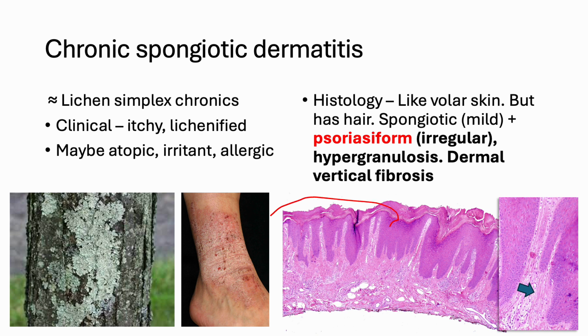You can see here, the presence of the granular layer means there is a chronic irritation. Usually the thick granular layer happens on the volar skin, meaning the palm and sole. But if you see those cells in the hair-bearing skin, it means there is a chronic irritation or scratch. Also, we can see there is irregular elongation of the rete ridges. We call this psoriasiform. So those are the features of the chronic spongiotic dermatitis.